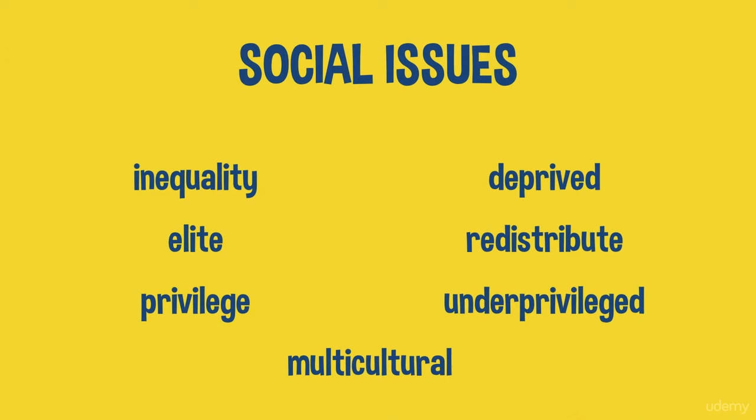So there are your 7 words for social issues: inequality, deprived, elite, redistribute, privilege, underprivileged, multicultural.